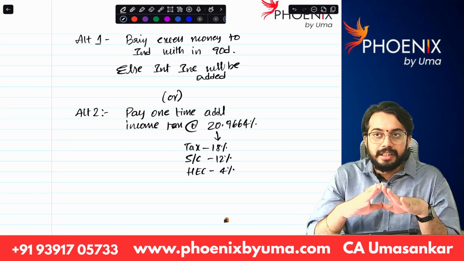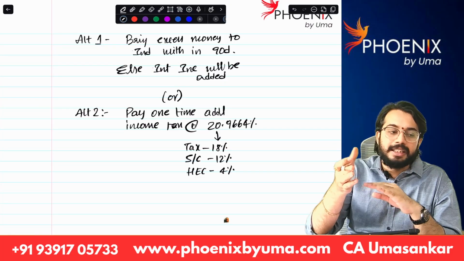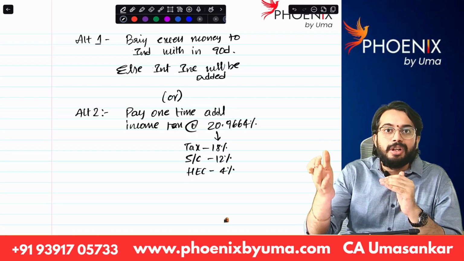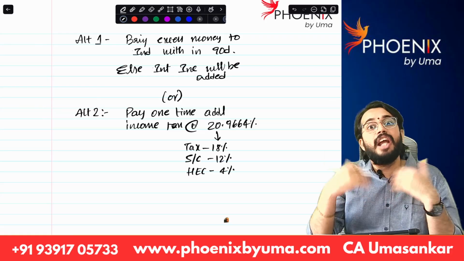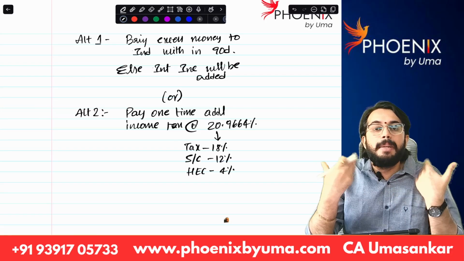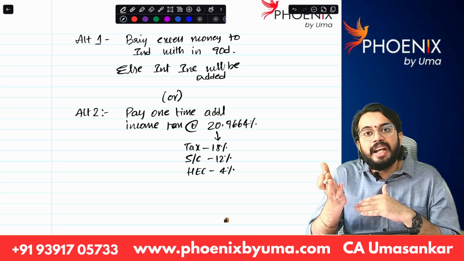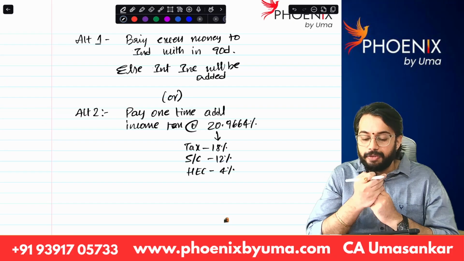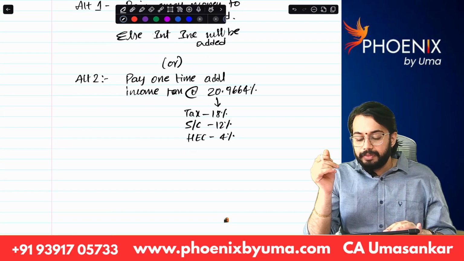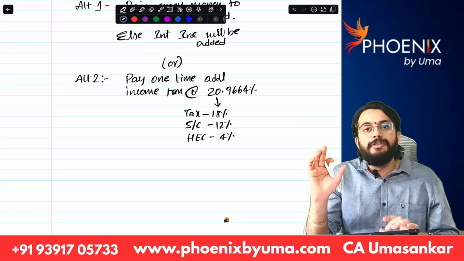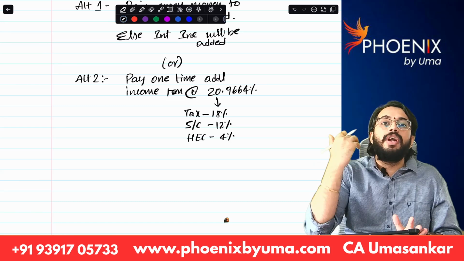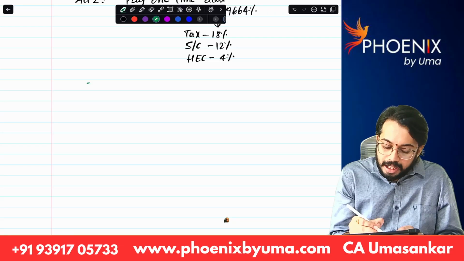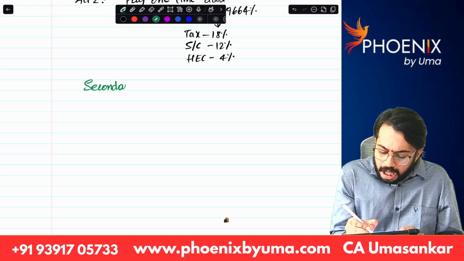So you have two options. Whatever the excess money is, bring it to India within 90 days, or it will be deemed as a loan and interest income will be added. Every year interest income is added, so it is a big burden to us. So is there any other alternative? Yes. You can pay one-time additional income tax at the rate of 20.9664%. So that is alternative 2. If you pay one-time additional income tax, then no more interest income will be added. Okay. Another point is, secondary adjustment is not applicable.